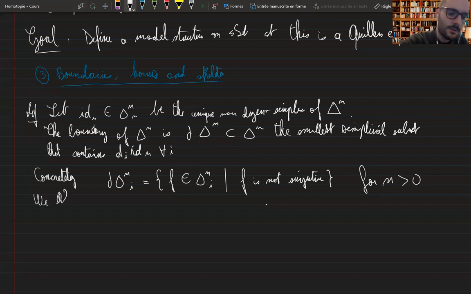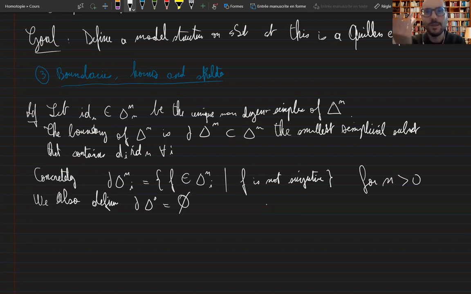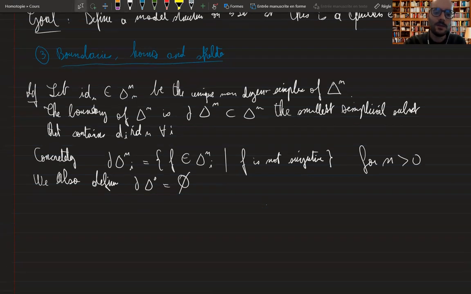We also define the boundary of delta zero to be just the empty simplicial set, empty in every dimension. Well, if it's empty in one dimension, it's empty in all dimensions, but that may be clear. So this is essentially a convention. Any questions about this one?